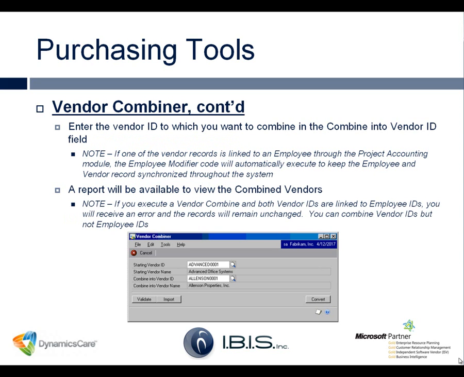And let's just go through a little more detail. This slide talks about if you have a vendor ID that's tied to an employee record through project accounting, the employee modifier code will automatically execute to keep the employee and vendor records in sync. Now, the second note is if you execute a vendor combine and both vendor IDs are linked to employee IDs, you'll get an error, and the records will not be changed. You can combine the vendor IDs, but not the employee IDs.